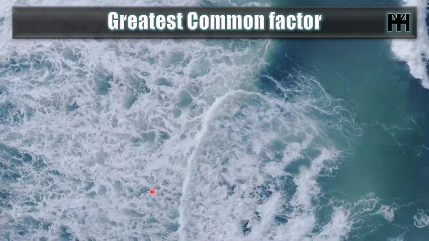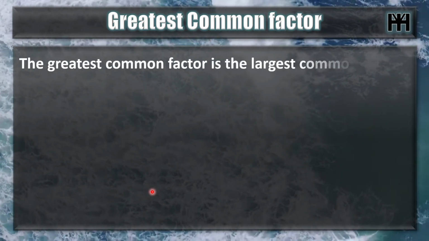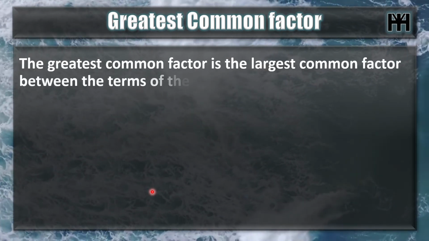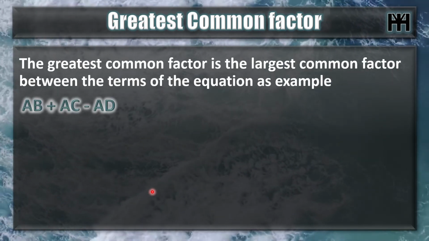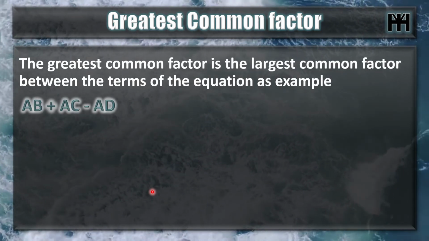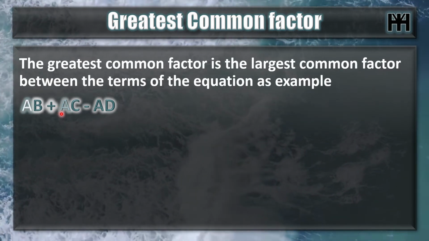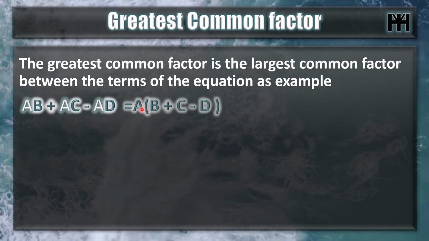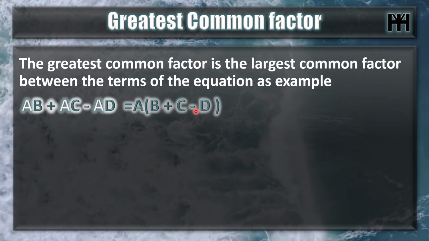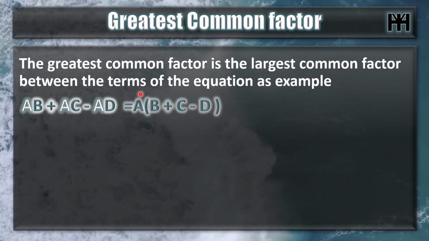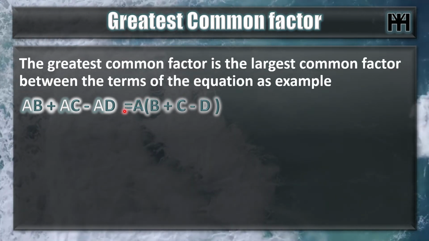Greatest common factor. The greatest common factor is the largest common factor between the terms of the equation. As an example, you have AB plus AC minus AD. So the common factor between these terms is the A. So we'll take A out, it's A, B plus C minus D. So if we break the bracket, it will be A multiply B, A multiply C, A multiply negative D. It will give us the previous expression.